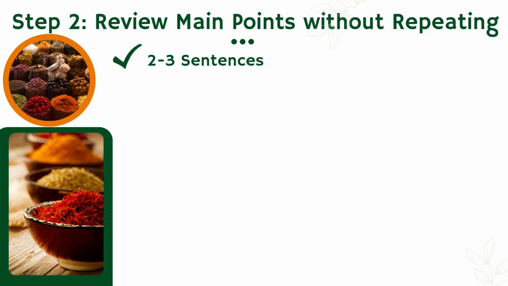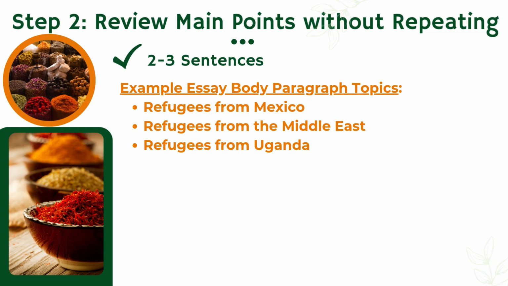Step 2 for the conclusion paragraph is to review your main points or topic sentences without repeating. Again, this might sound odd, but you will do the same thing that you did with the thesis. Let's say our topic sentences for our example essay are refugees from Mexico for body paragraph 1, refugees from the Middle East for body paragraph 2, and refugees from Uganda for paragraph 3. Now, in an essay, you will have actual topic sentences for each of these topics. Then, you will combine them into a review of what you covered.